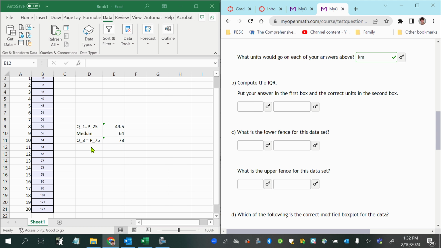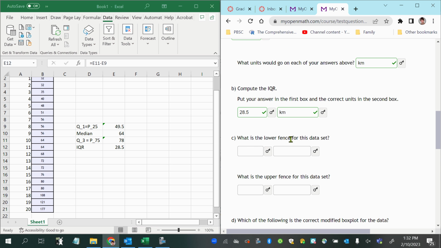Well, the IQR is the distance between the two quartiles. So IQR, interquartile range, is going to be the third quartile minus the first quartile. So that just gives us a range. That would be the width of your box plot, the box part of your box plot. That would be the width of that box, 28.5. Okay, 28.5. And then, of course, the units would be kilometers still.